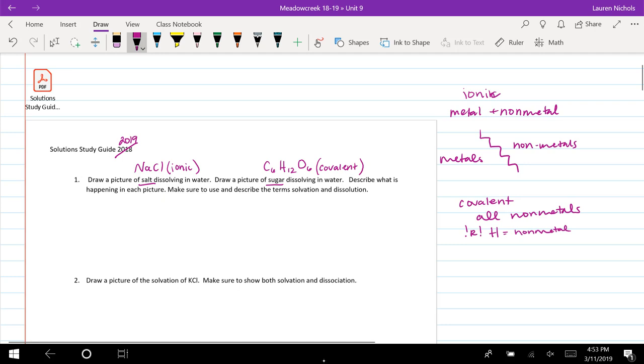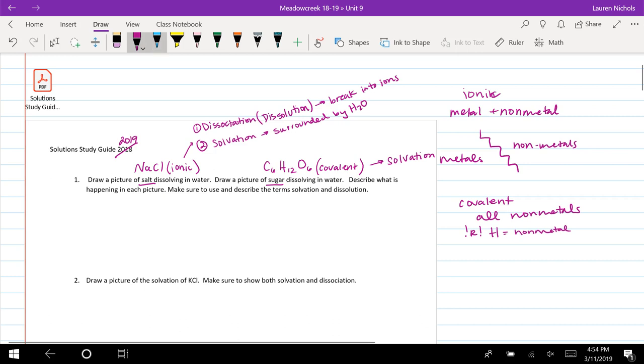And so when an ionic compound dissolves, it does two things. It dissociates, so it undergoes dissociation, which in this question they use a different word, dissolution. And the second thing is solvation. Now, dissociation means to break into ions. And solvation means to be surrounded by water. So the key thing is that salt, because it's ionic, will dissociate, it will break into ions, and it will undergo solvation, being surrounded by water. Whereas covalent compounds will only undergo solvation, they do not break apart into pieces.